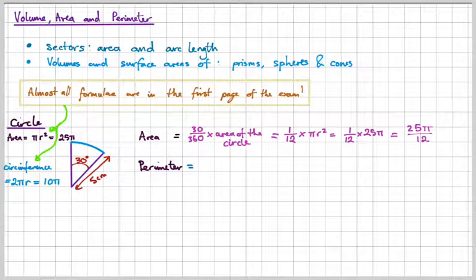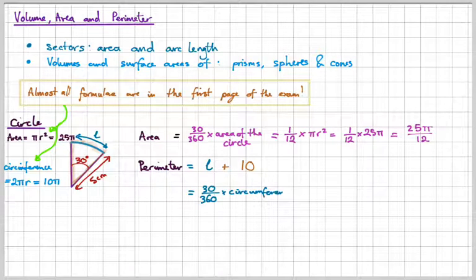Now the perimeter. If we draw around the perimeter, we have the two radii, the 5 centimeters on the bottom side and the left-hand side, and we have this L at the top, this particular bit of the crust. So we've got L plus two radii, which is L plus 10. Now what is L? L is a fraction of the total circumference, specifically 30 over 360 times the circumference. Then for the perimeter, we take that L and add 10 to it.